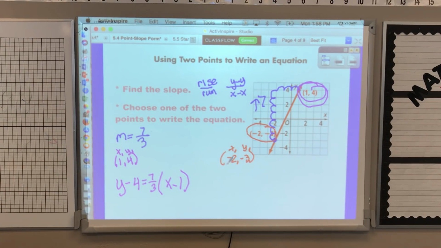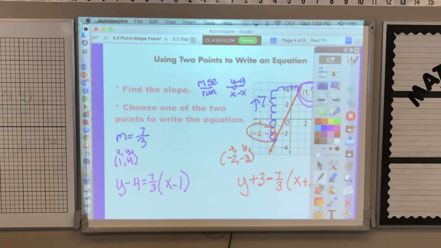Okay? So notice both of these are negative, so when I substitute them in, remember my equation is going to become a positive. So we would have y minus y1, which is -3, so it's y plus 3, equals m, which is 7/3, times the quantity of x minus x1, but again it's -2, so it becomes x plus 2. And there's your second equation. So you could use either one of those would be correct.